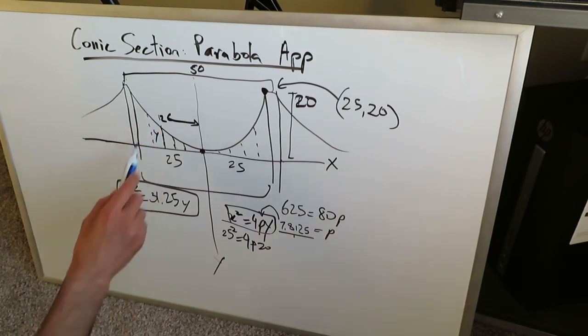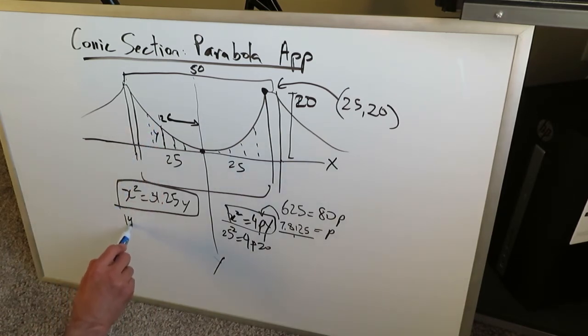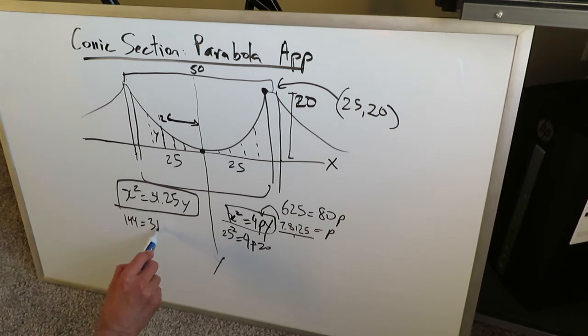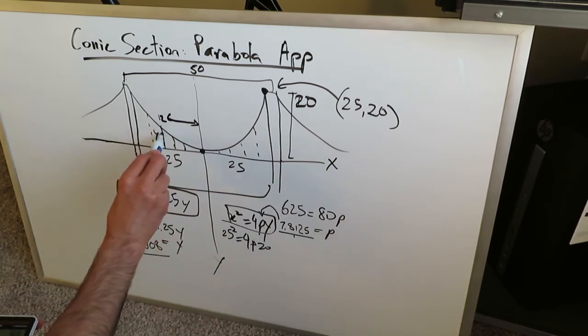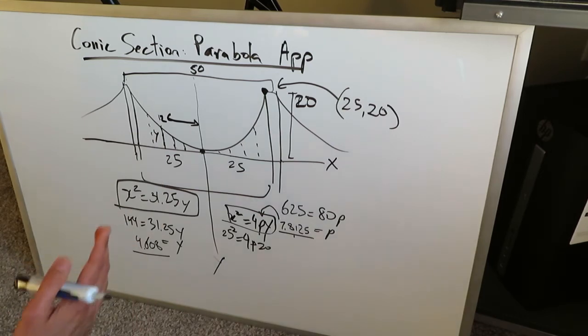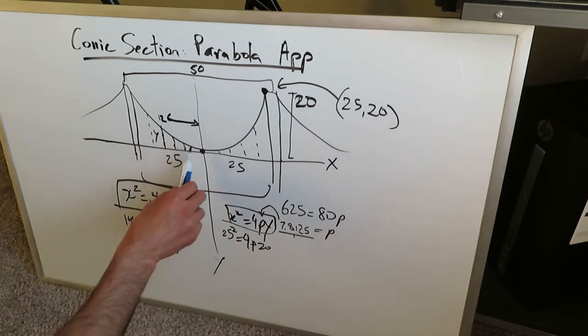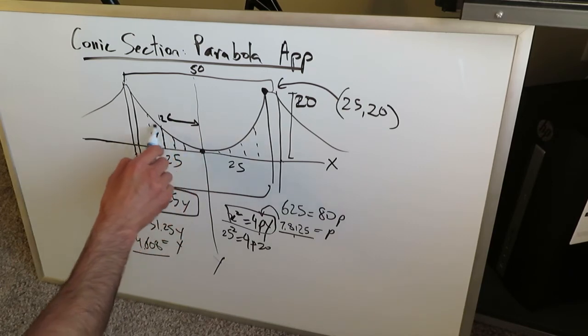So let's do that. Let's plug 12 in place of x. 12 squared is 144, is equal to 31.25y. Solve for that y. 144 divided by 31.25, and we get 4.608. 4.608 meters, feet, whatever it may be. This cable right here is going to be 4.608 units tall. And we know that's a sensible answer because, as you see, the curve is going upward.